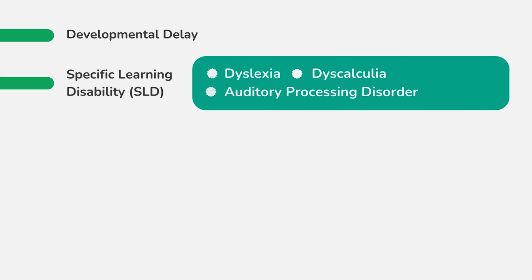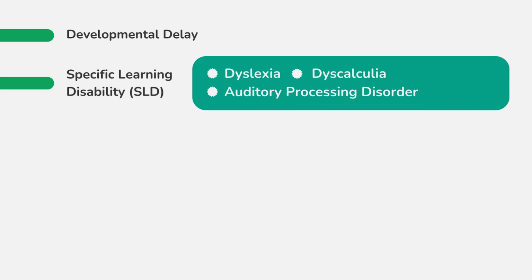A vital skill here is understanding how IDEA, or the Individuals with Disabilities Act, categorizes disabilities. There are 13 categories of disabilities defined by the IDEA. Let's look into each category and definition. First, developmental delay. That's a delayed progression in expected growth without another diagnosis. Second, specific learning disability, or SLD.